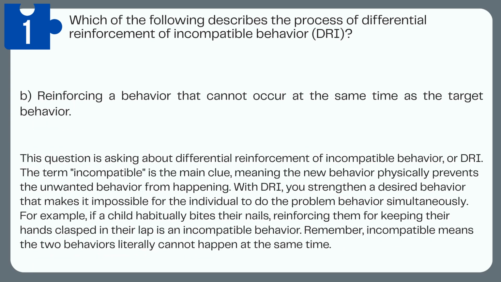Answer: B. Reinforcing a behavior that cannot occur at the same time as the target behavior. This question is asking about differential reinforcement of incompatible behavior, or DRI. The term incompatible is the main clue, meaning the new behavior physically prevents the unwanted behavior from happening. With DRI, you strengthen a desired behavior that makes it impossible for the individual to do the problem behavior simultaneously. For example, if a child habitually bites their nails, reinforcing them for keeping their hands clasped in their lap is an incompatible behavior. Remember, incompatible means the two behaviors literally cannot happen at the same time.